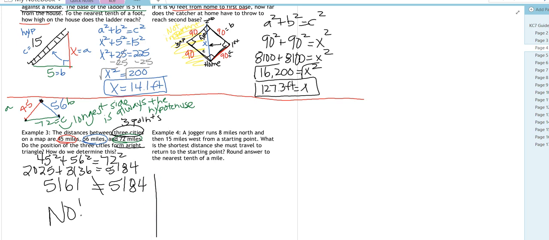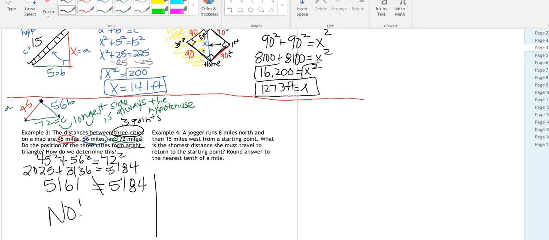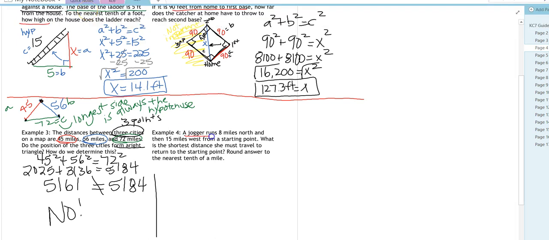Example number 4. It says a jogger runs 8 miles north and then 15 miles west from a starting point. What is the shortest distance she must travel to return to the starting point? Round your answer to the nearest tenth. So looking at this, it says we are going to run 8 miles north. So we're at some point and we're going to run north, which is upwards, and this is 8, right? And then from there, it tells us that we are going to run 15 miles west.